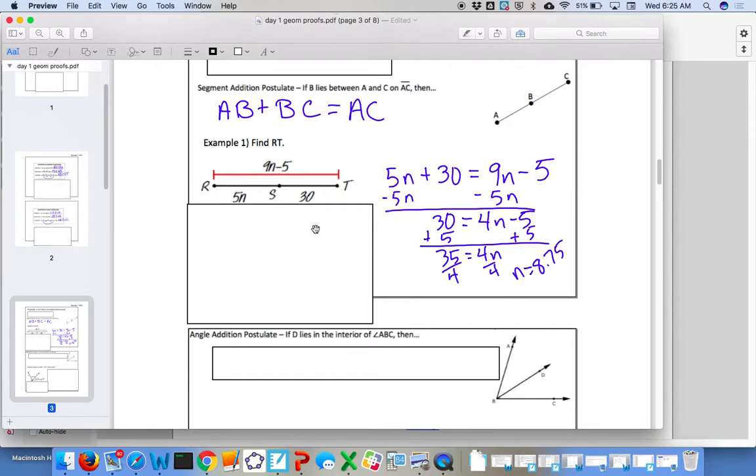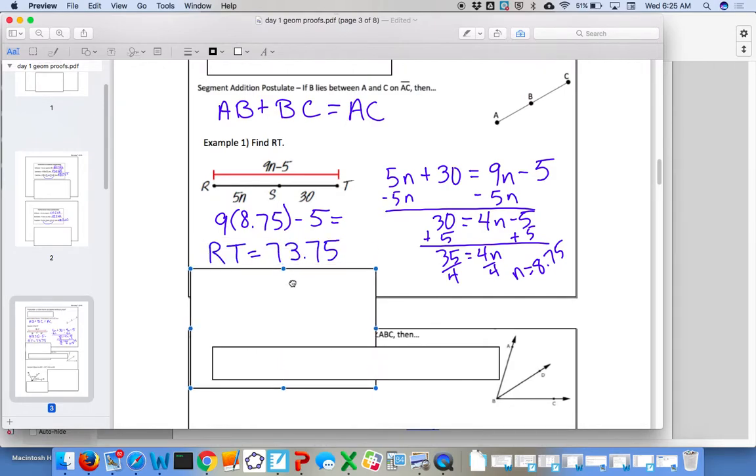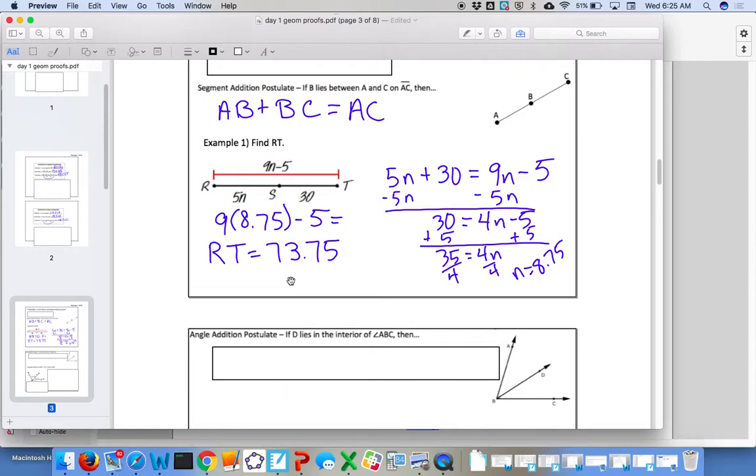But then, now that I know that n is 8.75, that's not what I was asked to find. I was asked to find the length of segment RT, so I need to substitute that 8.75 in for the n. So you get 73.75.